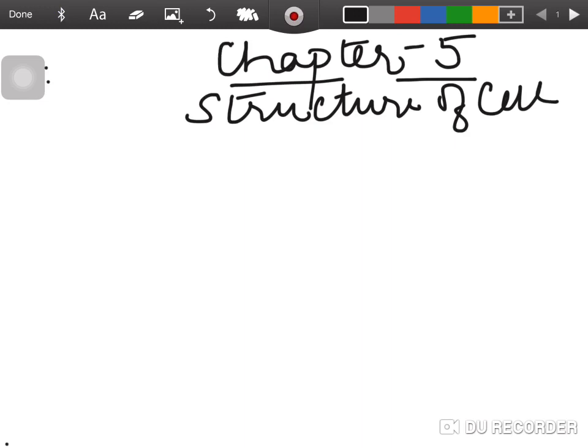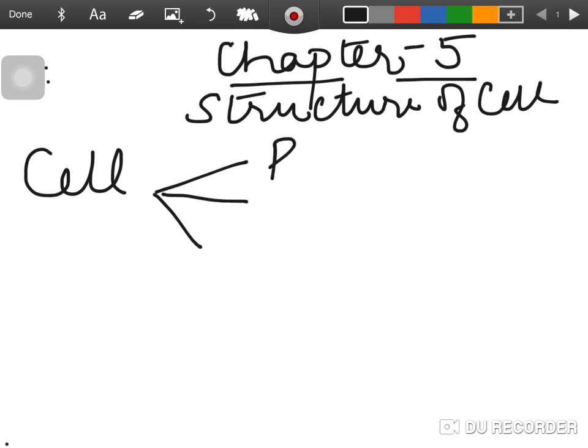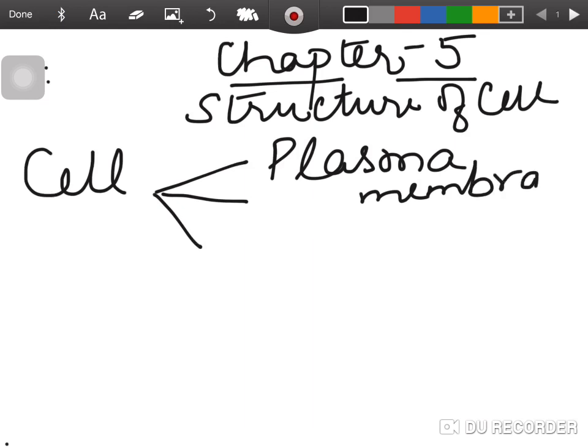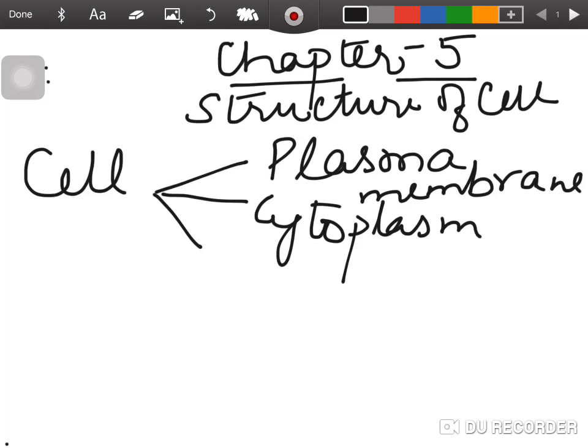And the lesson I'm going to give you is that the cell is mainly made up of 3 parts. And what are the 3 parts it is made up of? One is plasma membrane. Second is cytoplasm. And the third is nucleus. These are the main parts of cells.